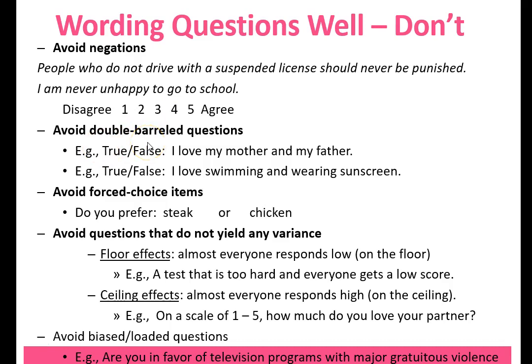Avoid double-barreled questions. A double-barreled question would be something like this: I love my mother and my father. A double-barreled question is asking two questions in one. And that's a problem because how do you answer true, false? I love my mother and my father. Well, maybe you love your mother and not your father, or your father and not your mother. It's two questions in one. Or I love swimming and wearing sunscreen. Again, this should be broken into two questions. My children certainly wouldn't be able to answer this because they love swimming and they really dislike wearing sunscreen.